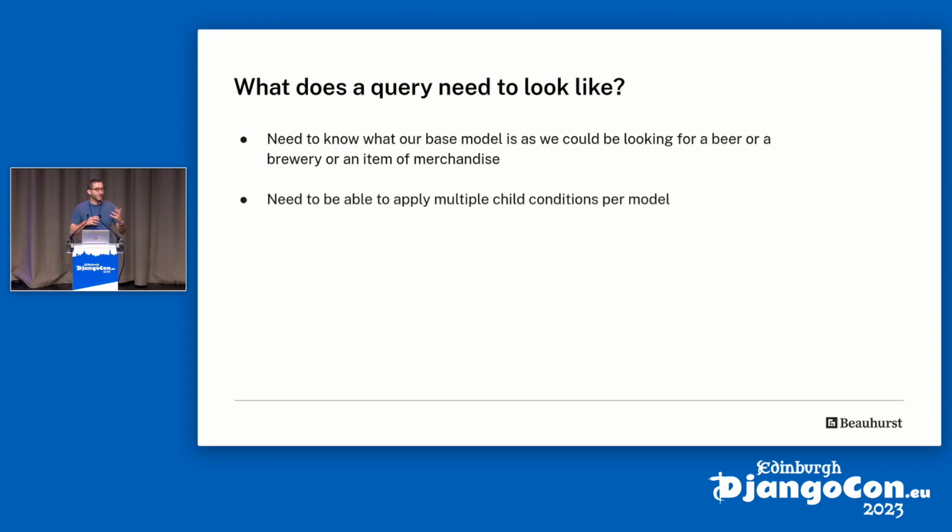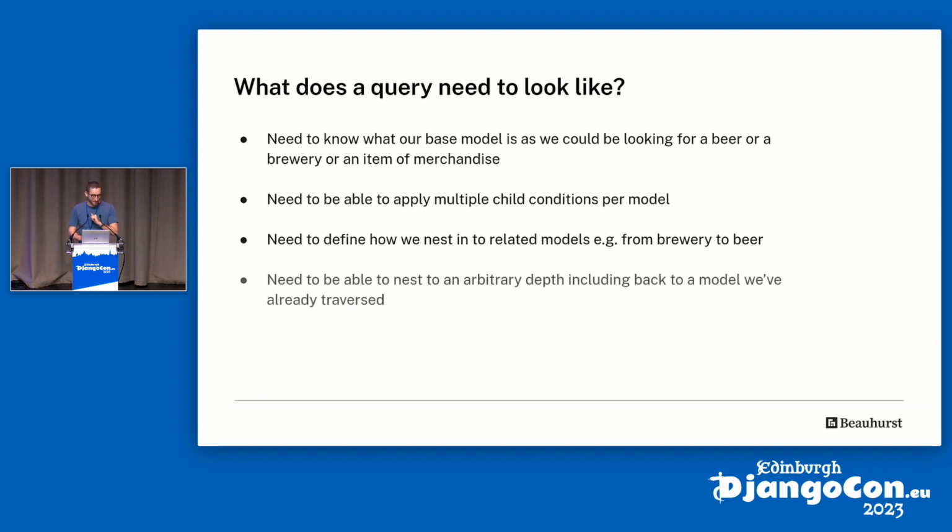We want to be able to apply multiple child conditions. So in some of those examples, again, there were multiple things we wanted to know. So that it was a certain date and it had a certain name or a certain style or something. We need to define how we then nest into related models. So how do we get from brewery to beer? Like what is that connection? And we want to be able to do this to some arbitrary level of depth. So we want potentially for our users to be able to go 5 layers deep, 6 layers deep.